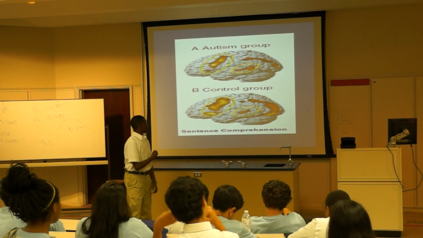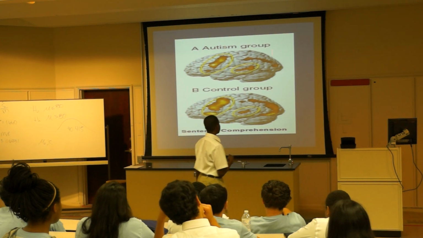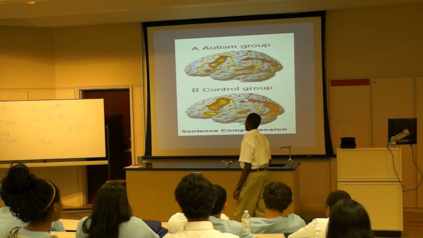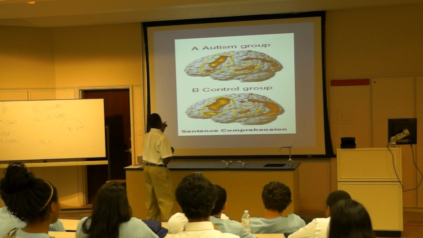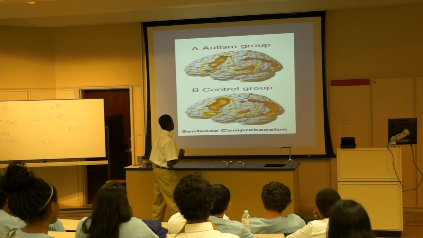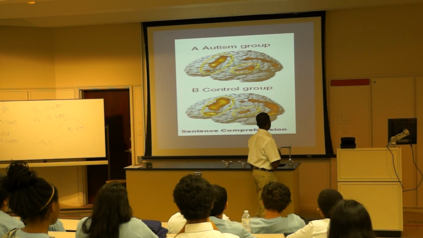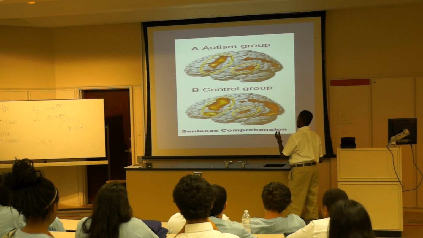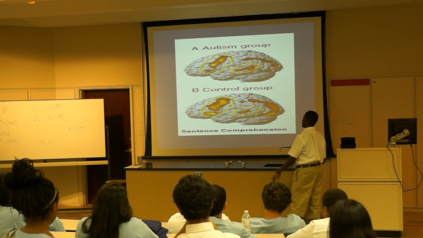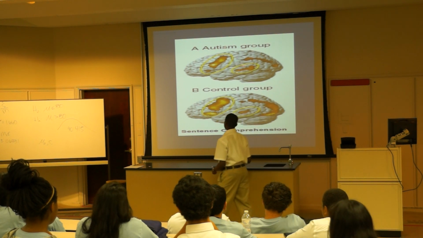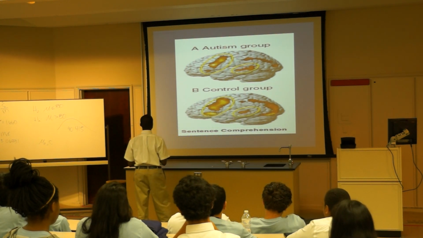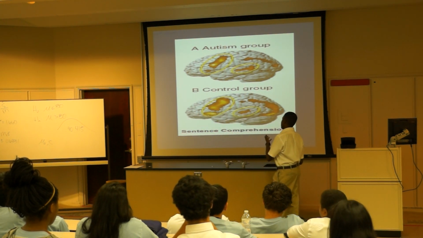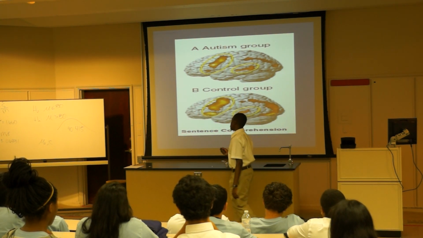The first brain you see right here is an autistic brain. The one at the bottom is a normal brain, like you guys have. The one on the left is the corpus callosum, and the one on the right is the cerebellum. As you can see, the callosum is much smaller than the callosum in a person's normal brain, and the cerebellum is much bigger in an autistic brain than in a person who does not have autism.